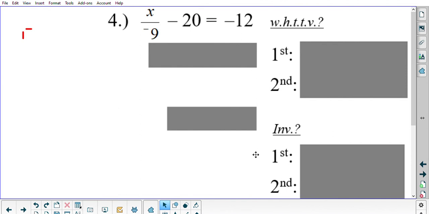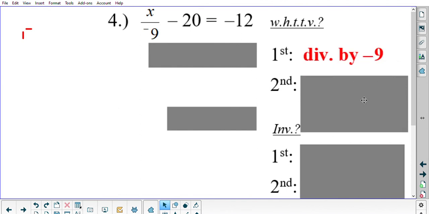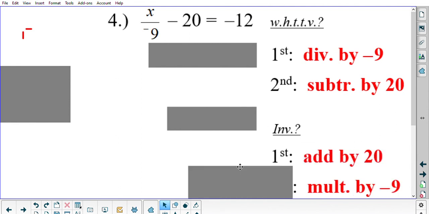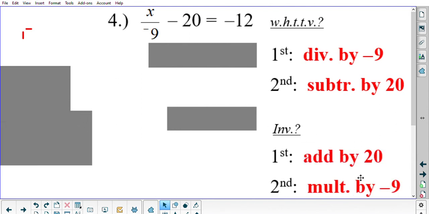Problem number 4, for those of you who did it. First thing happening was dividing by negative 9. Second thing happening was subtracting by 20. First inverse, add by 20. Second inverse, multiply by negative 9.